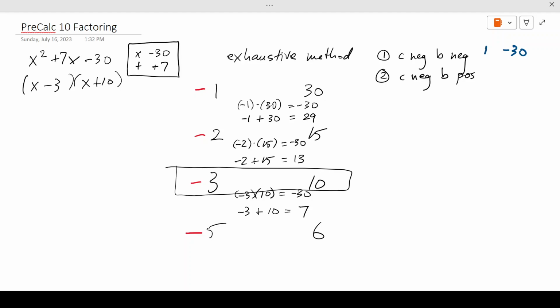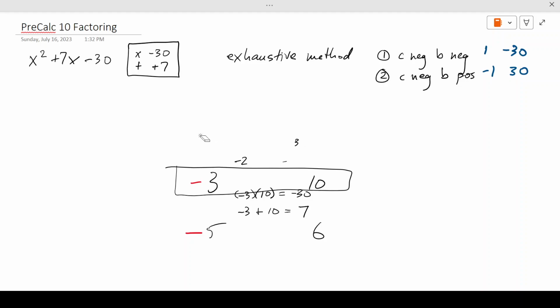Okay, and over here on the side for this case, I'm going to indicate that we had the negatives first on the smaller numbers and positives with the bigger numbers. That's how we ensured that our b would be positive. Okay, so we've gotten two examples so far. An example where we have a negative c and a negative b, and an example where we have a negative c and a positive b.